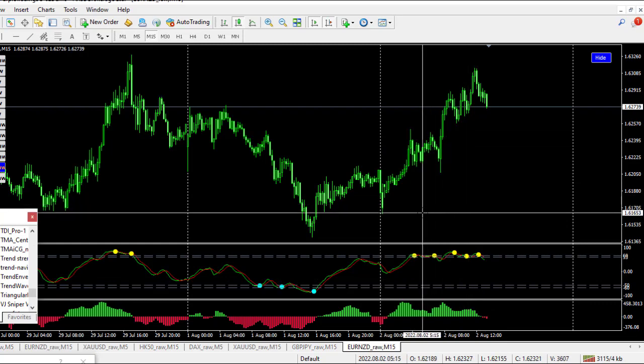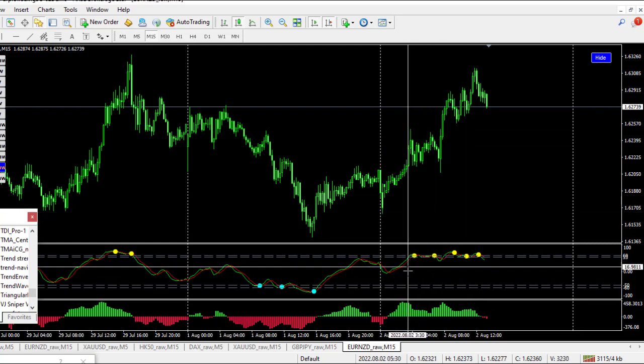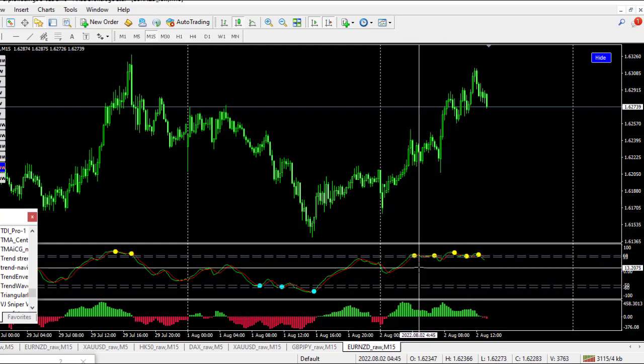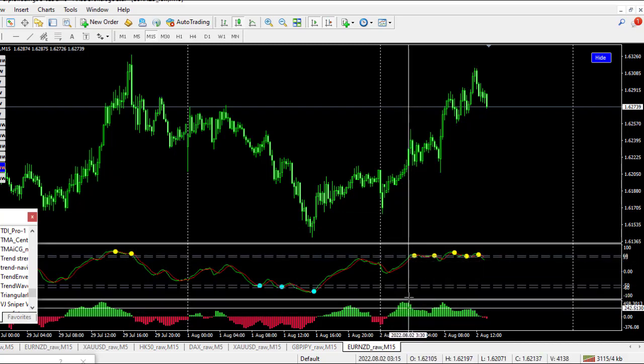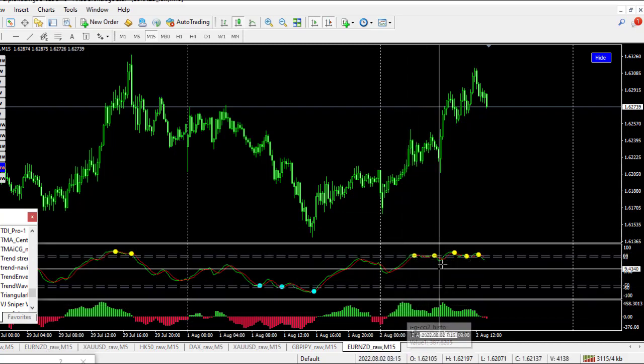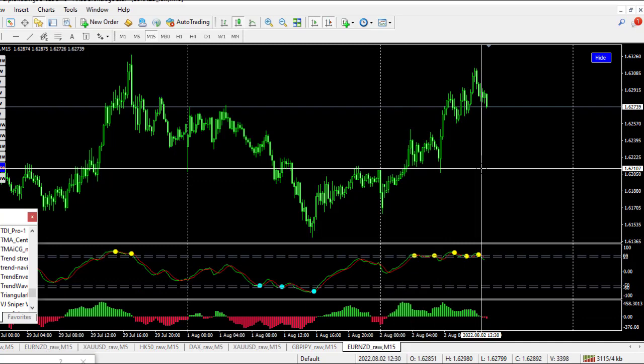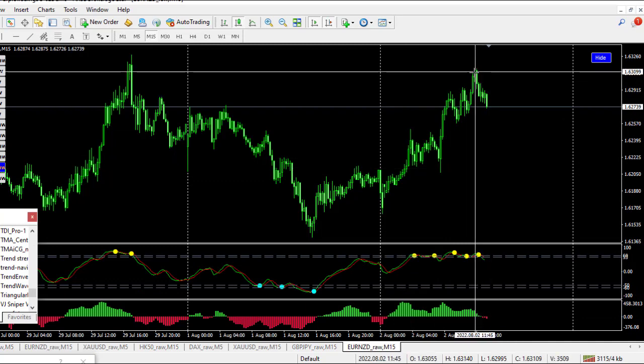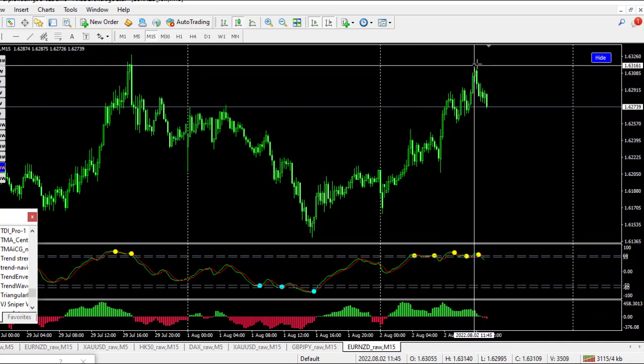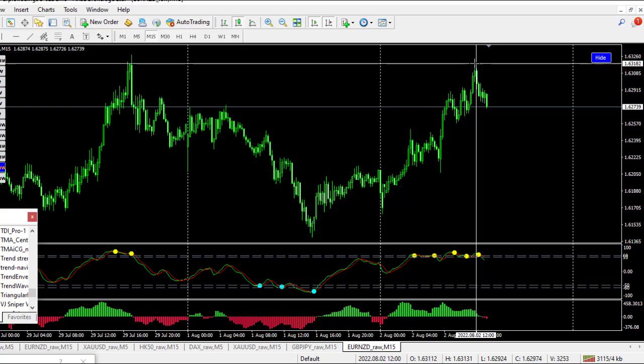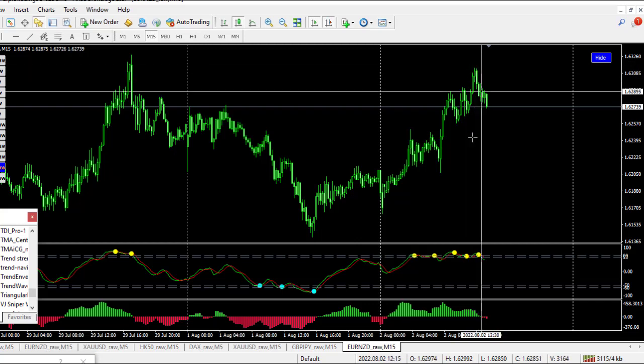So this is how to use this particular strategy. Make sure the 2 indicators are in agreement. Once they are in agreement, you can place your trade, and your stop loss will be the previous high for a sell. This is where your stop loss will be.